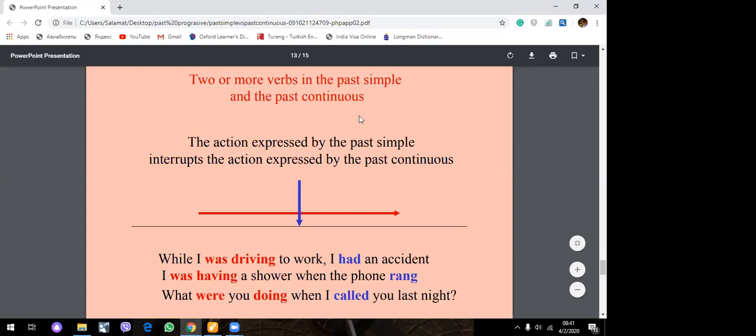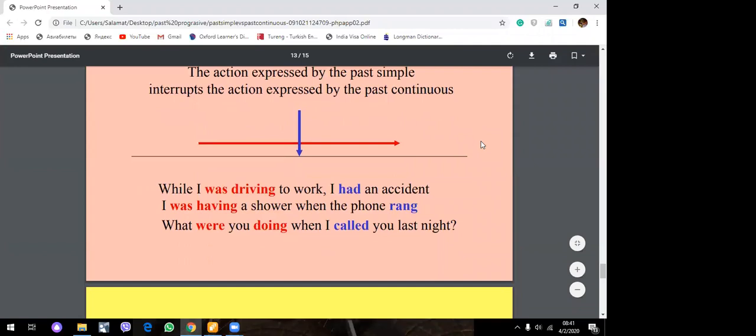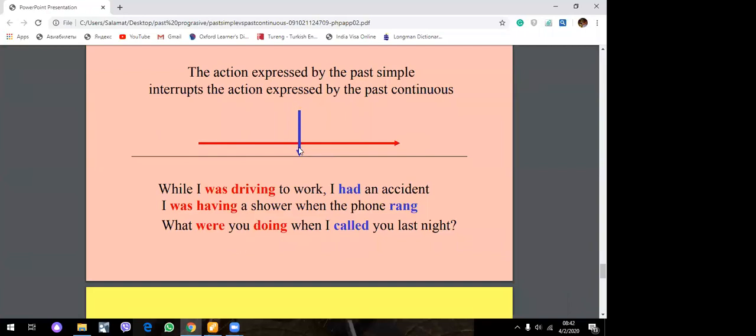The action expressed by the past simple interrupts the action expressed by past continuous. Here we have timeline tool, okay? I am talking about the past continuous tense. The red line is the past continuous tense, okay, the progress action. This blue is the past simple, which interrupts the action. Let's say an example. While I was driving to work, I had an accident.